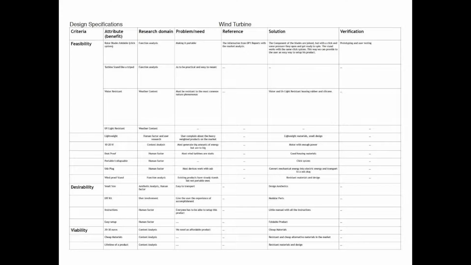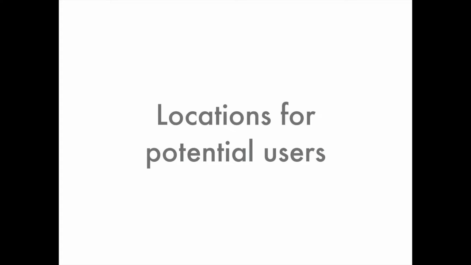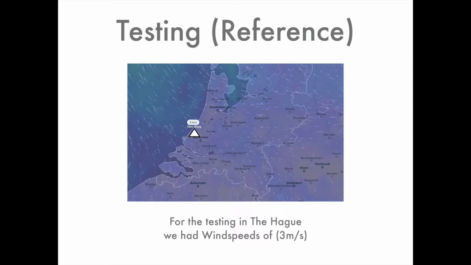And we selected the classical horizontal one because it's more efficient, rotates faster so it creates more energy, is easy to manufacture and uses cheaper materials. As a reference we used the wind speed in D.I.Y, which is 3 meters per second.